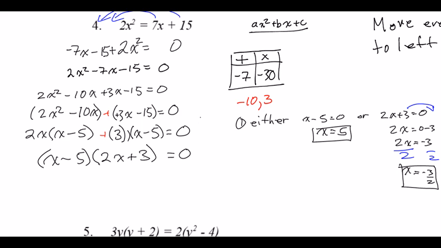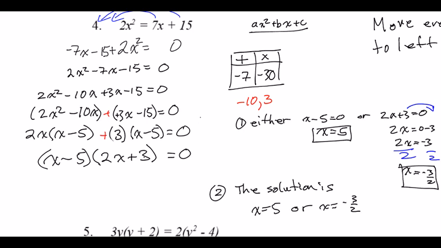Now, the second stage of this problem is to say the solution is x equals 5 or x equals negative 3 over 2. So what, remember, that means? If I plug in x is 5 into the original equation, the left side will equal the right side. That's all you need to know.